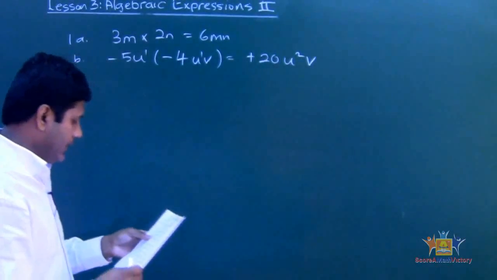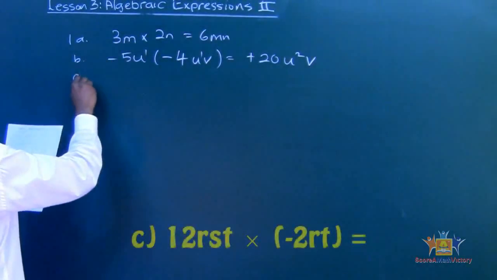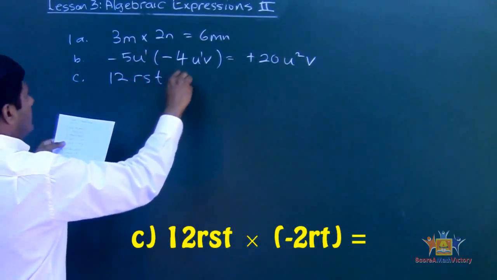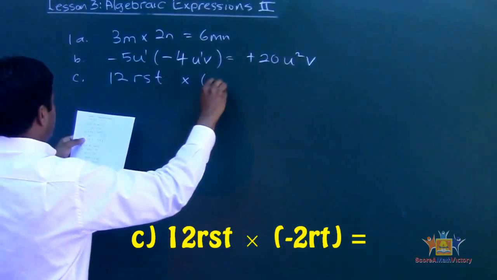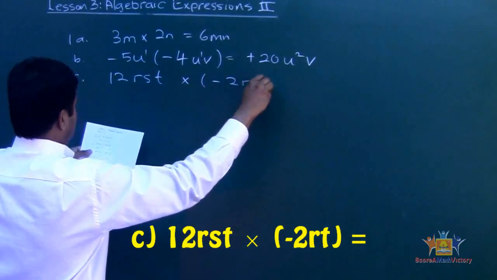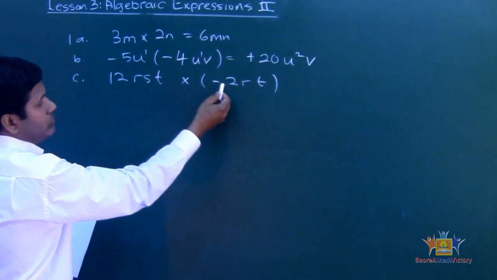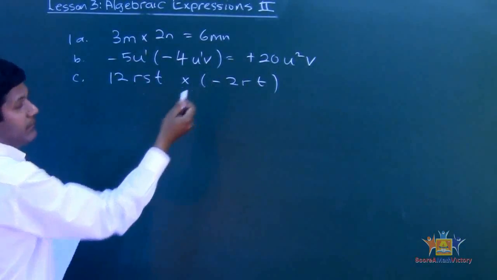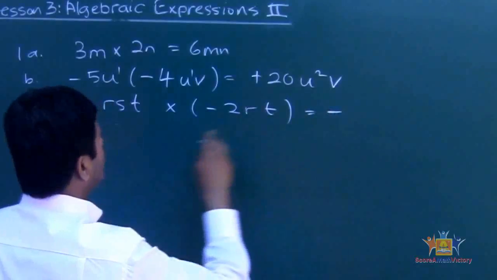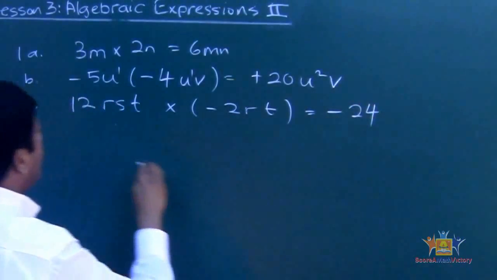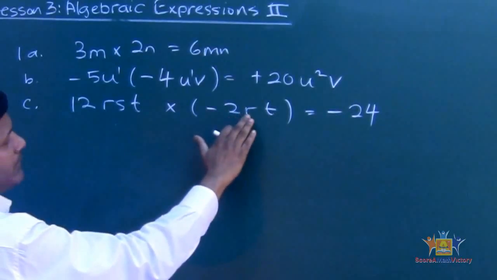All right, good. Now let's look at C. You're given 12rst multiplied with negative 2rt. Now you look at 12 times 2, but you've got a negative there. Positive and negative will give you negative. So 12 times 2 is 24. And then r is going to multiply with r.